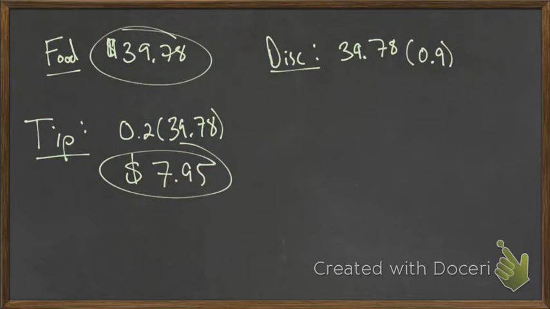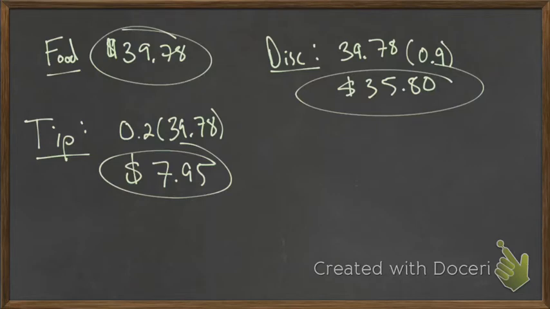Now this isn't going to tell me the amount of my discount. What's this going to tell me? Nope, this is not going to tell me how much to take off. How much is left, right? I'm taking off 10%. If I take off 10%, that's telling me how much is left. Okay, so the amount left is $35.80. I'm going to circle that. So that's my price after discount.